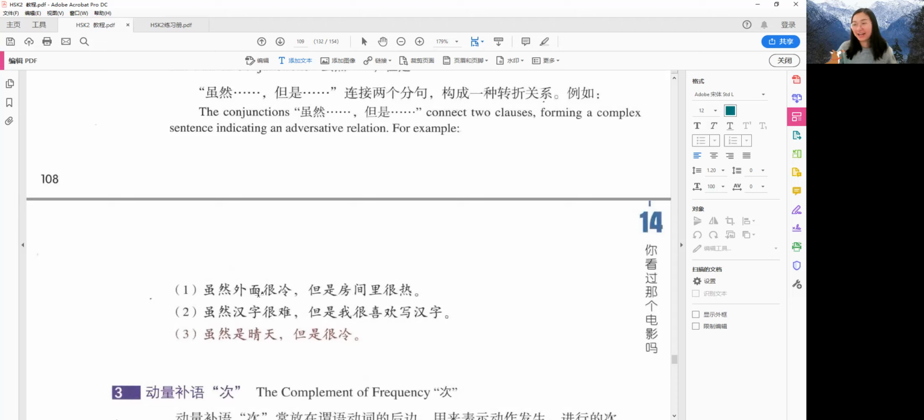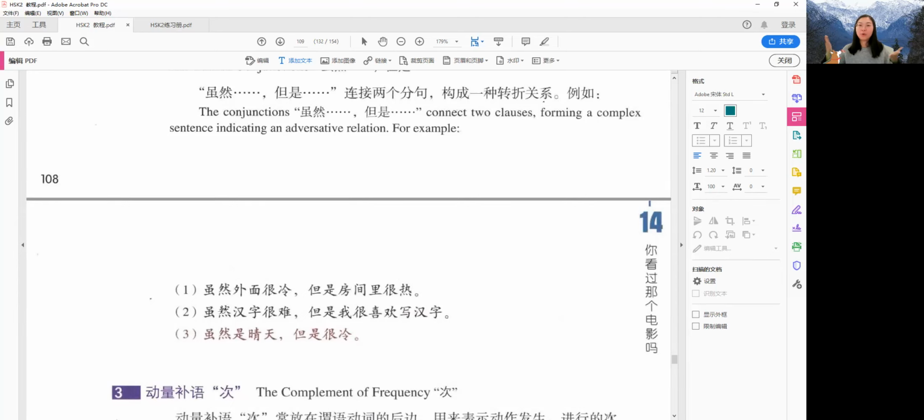Very cold outside. So although outside is very cold, 但是 but 房间里, 房间 is the room, that's Zimmer, right? The room. 里, so we see 里, that's also an opposite word. 里面 is indoor, inside, right? 很热. 热 is very warm, very hot. So you can see that this sentence is easy to understand now. 虽然外面很冷，但是房间里很热。All right, so the second example sentence over here.